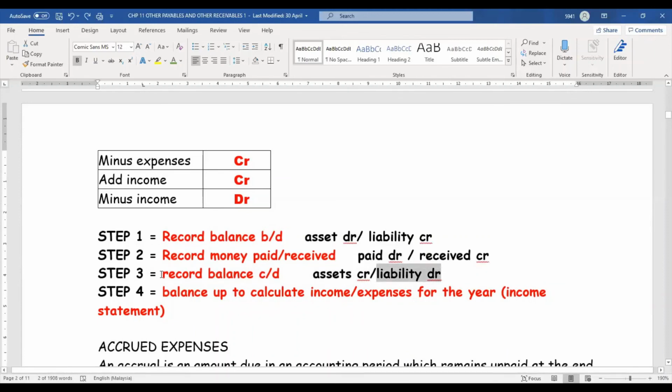Step number 4, we will balance up the income or expenses account, and then we will calculate how much income or expenses for that particular year. And then we will label that as our income statement. Income or expenses for that particular year, we will label that as an income statement.